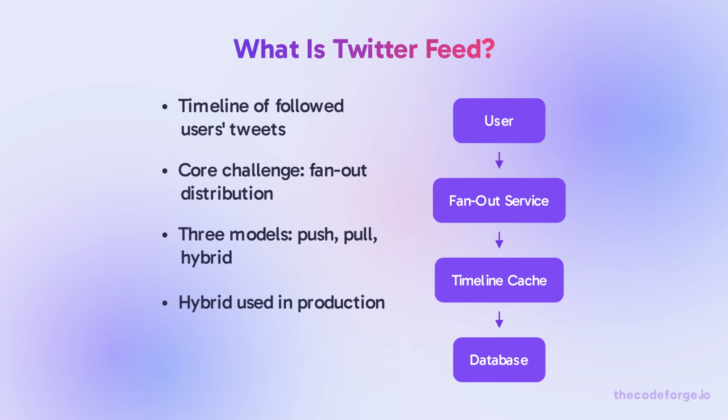A Twitter feed is a timeline showing tweets from users you follow. The core challenge is fanout, distributing a single tweet to all followers. There are 3 models: push, pull, and hybrid. Production Twitter uses a hybrid approach.